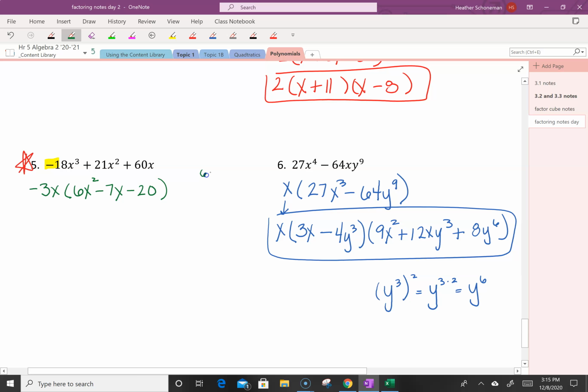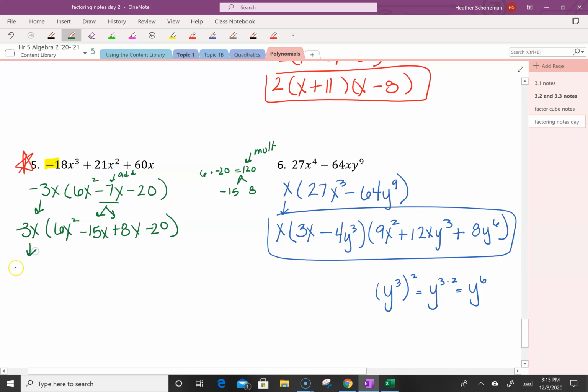So to do that, I'm going to take 6 times negative 20, which is 120. Now I need two numbers that multiply to 120 and add to negative 7. Okay, well, I could try a bunch of things, but I'll just tell you those two numbers are going to be negative 15 and 8. So what do I do? The greatest common factor gets a free ride. That's negative 3x. 6x squared stays the same. The one in the middle gets split to negative 15x and 8x minus 20.